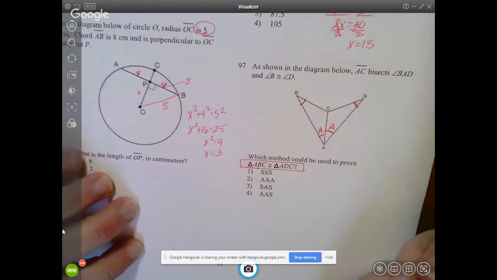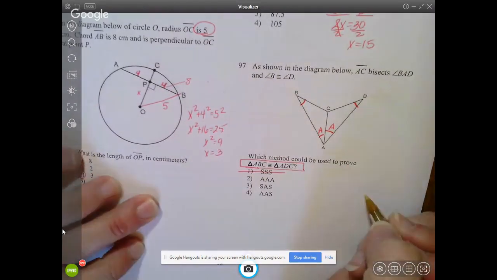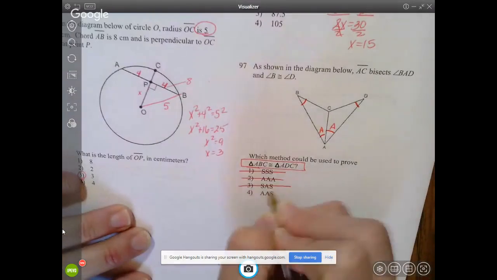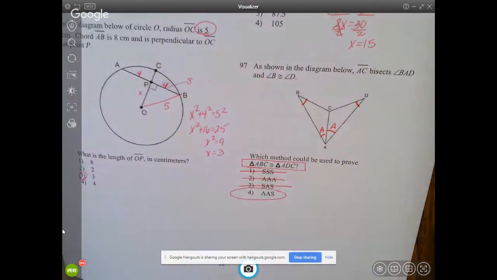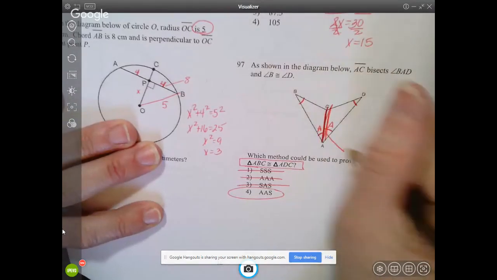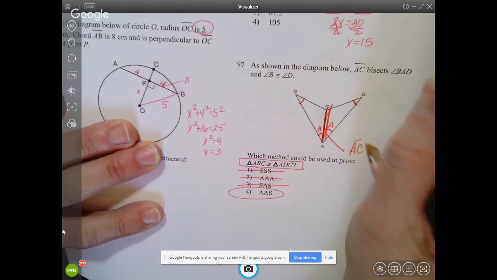So we know we have 2 angles. So it can't be 1 and it can't be 3 because 3 has side angle side. There's no such thing as angle, angle, angle for congruence. There is angle, angle similarity, but not angle, angle congruent. So it can't be 2. So it's got to be angle, angle side. And the other side is just this one right here. AC is congruent to AC because of the reflexive property.